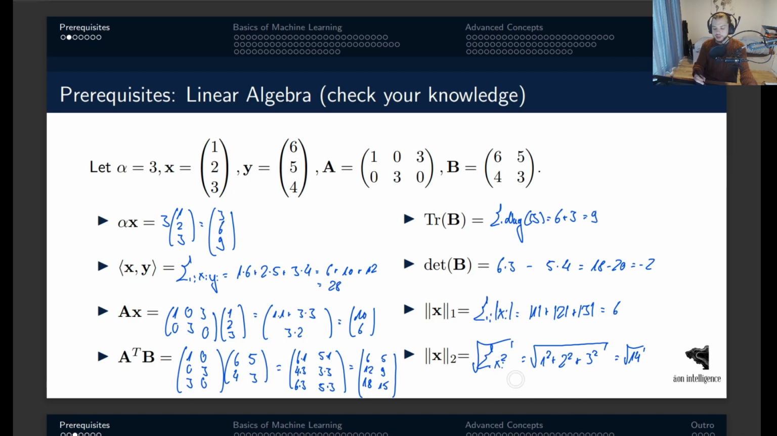Now the L2 norm is defined slightly differently. So you want to end up with positive values as well. So what you do is that you square the entries of x, which makes them positive. You add up all of them, and then to undo your squaring, you take the square root of that entire sum. And applying this to x means that we have 1 to the power of 2 plus 2 to the power of 2 plus 3 to the power of 2, and then we take the square root of that, and this is equal to the square root of 14.